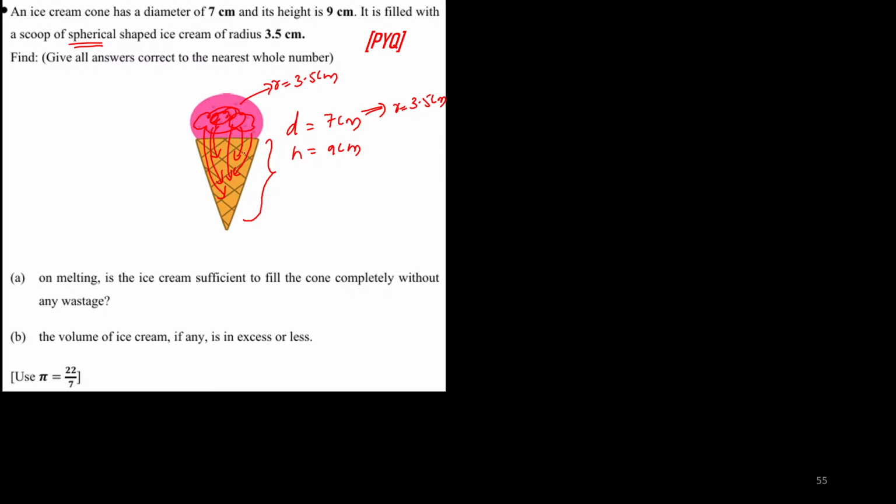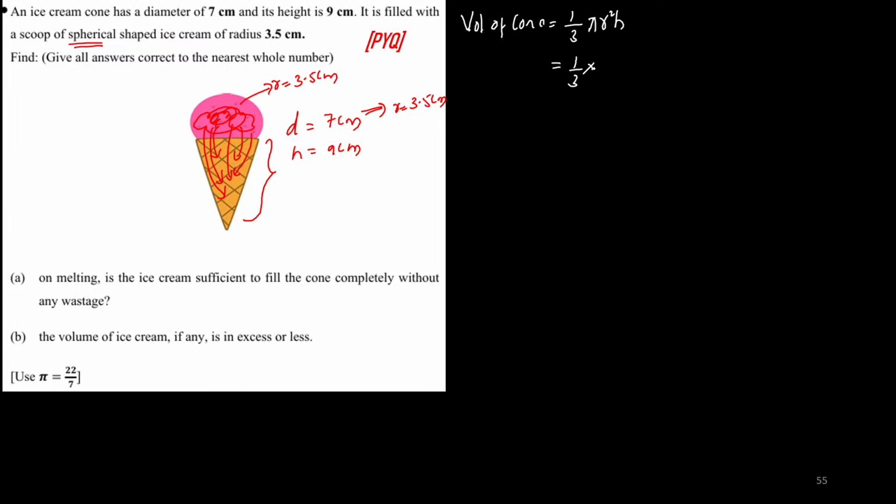Recall the formula. What are the formulas to find the volume of a sphere and the volume of a cone? Clear. So now the volume of the cone is known to you. What is the volume of a cone? The formula is known to you. Volume of cone is equal to 1 by 3 pi r square h. Clear. So now I will find the volume of the cone.